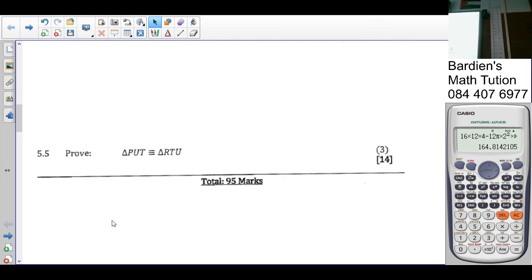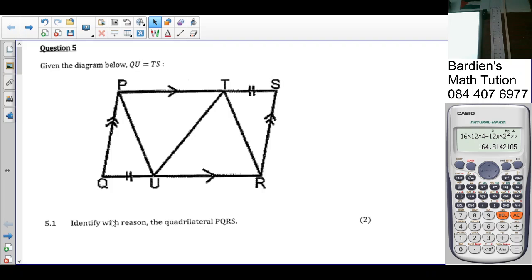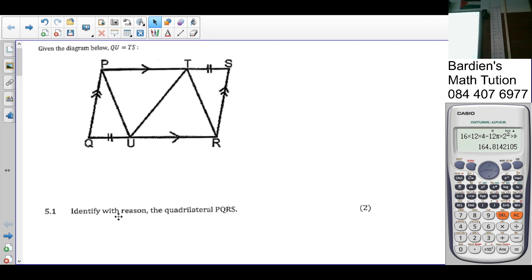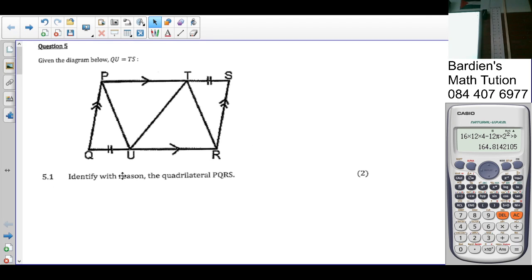Alright, now we're on question 5. Make it a bit smaller. Given the diagram below, we are told that QU is equal to TS, as is marked equal. The question says, identify with reason quadrilateral PQRS. So it's P, Q, R, S. What type of shape is PQRS?